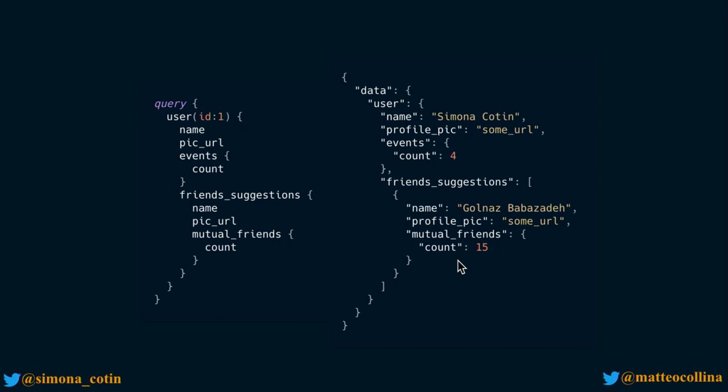And this is fantastic because the web team might need some data, but the mobile team can need completely different data. So they don't need to reuse the same APIs. They can just ask for only the data that they need.